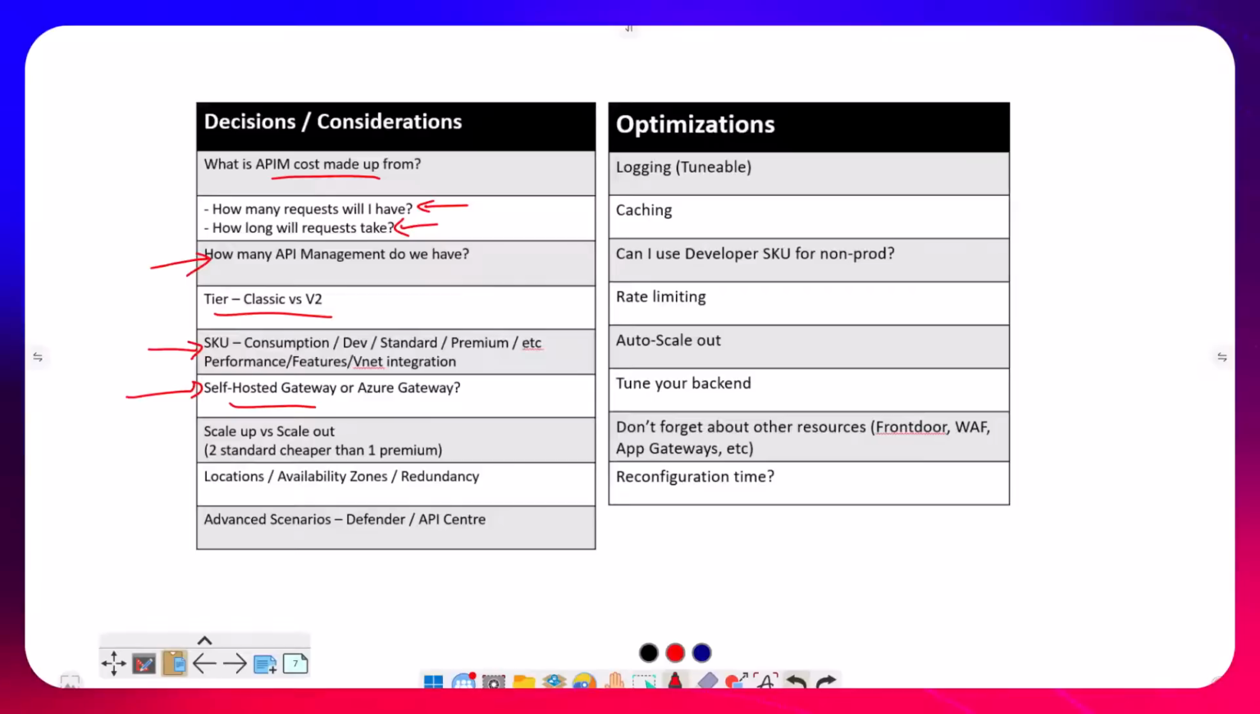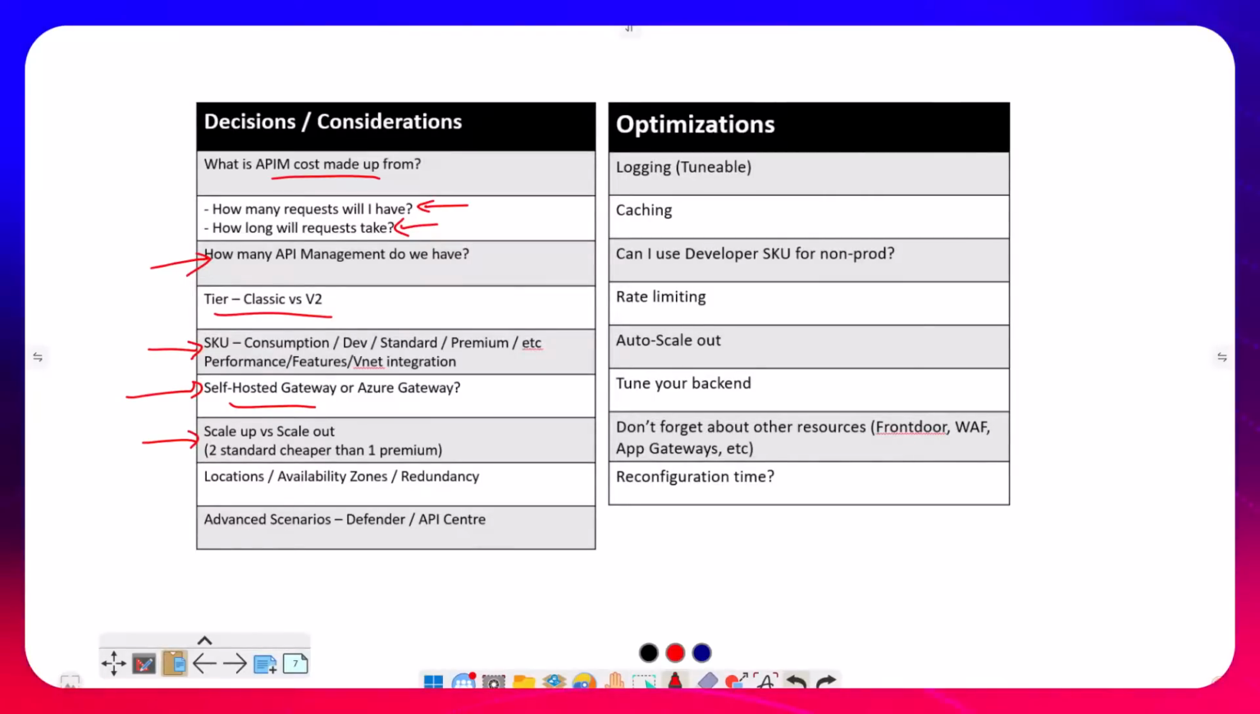Now, I think an interesting one, scale up versus scale out, is quite an interesting consideration to think about. So I think when I was looking at this, I was looking at the classic tier, but I think the V2 tier is probably the same. Now, the idea being, based on the load that I can process with an individual SKU with one node, if my load increases, do I scale up to a premium node or do I scale out to a standard node? Scale out to two nodes.